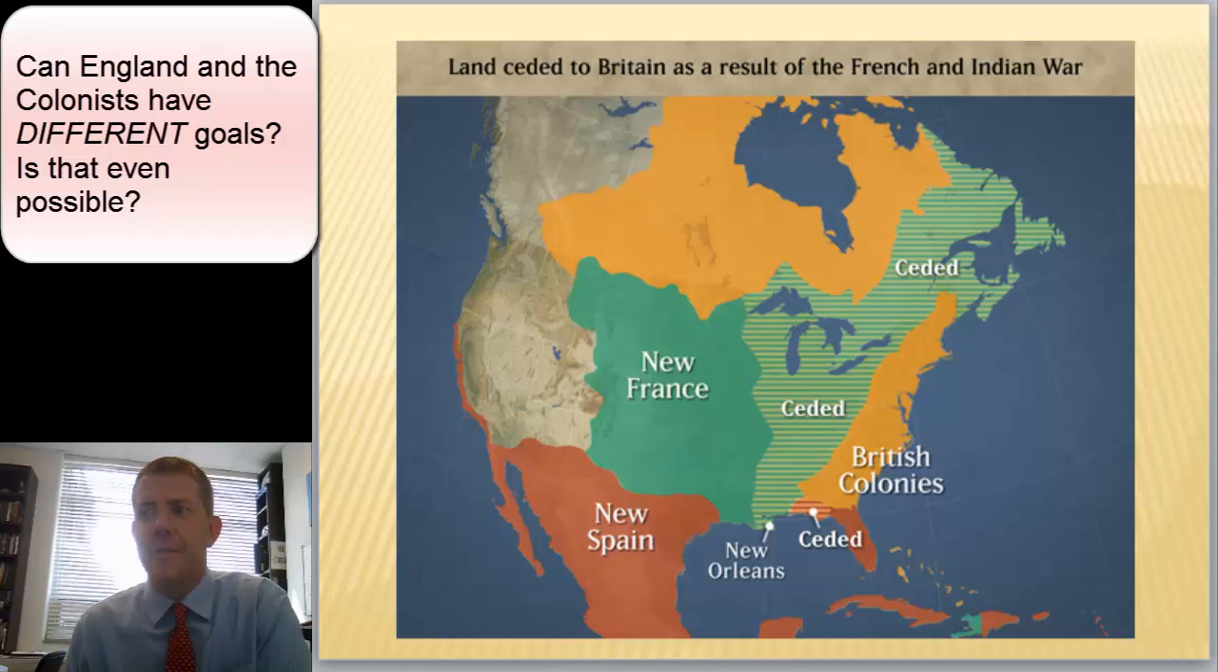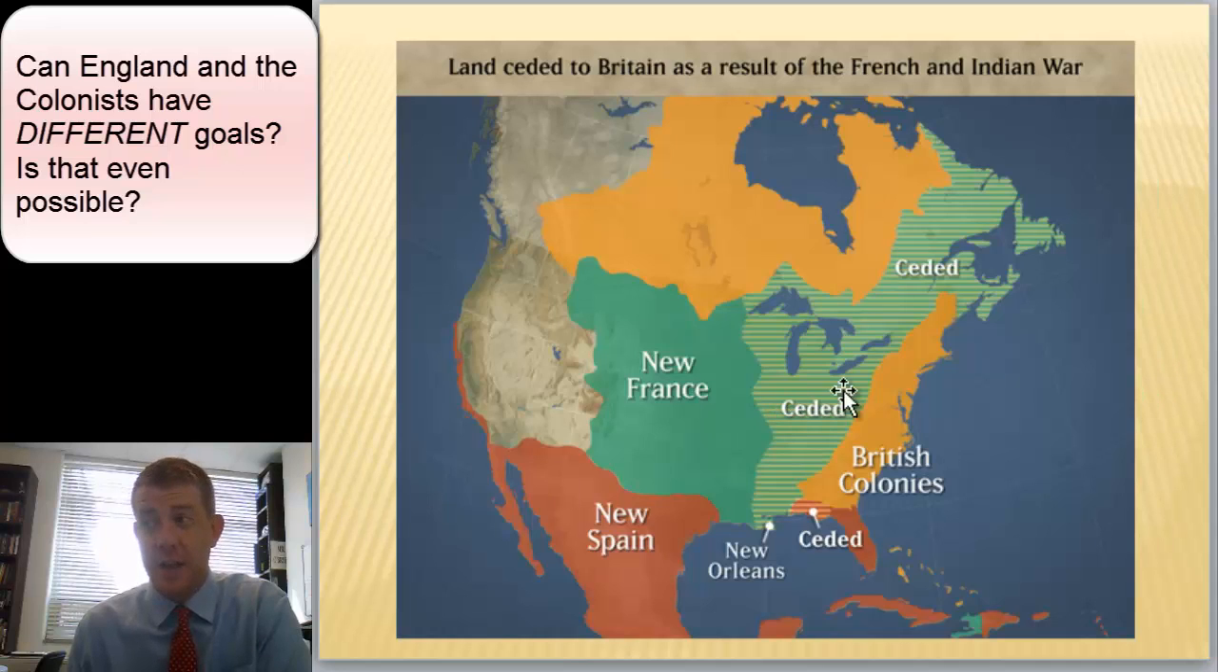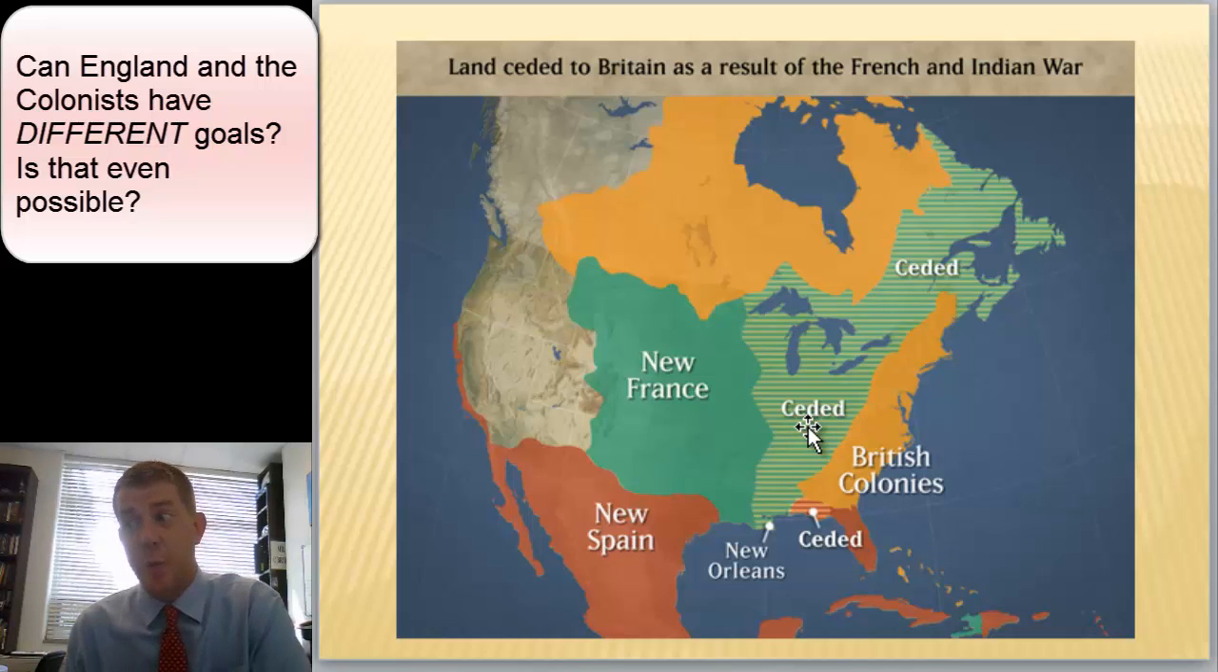If England looks at this map and says, we got this, but it cost us too much money to get it, so we're going to have to be slow about how we go about using it. And the colonists say, we've got this, and we want to go there now. Who's right? And I want you to think about this from a couple of perspectives, and this is what I want to start with tomorrow.